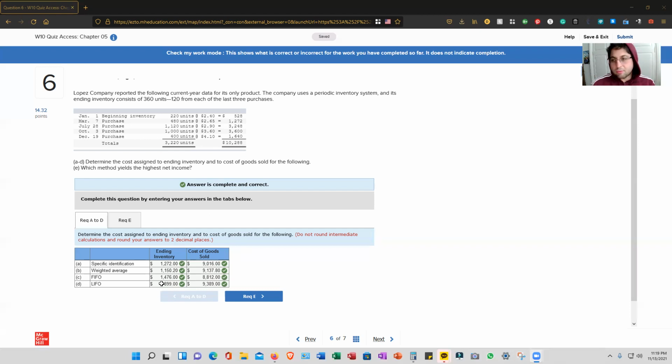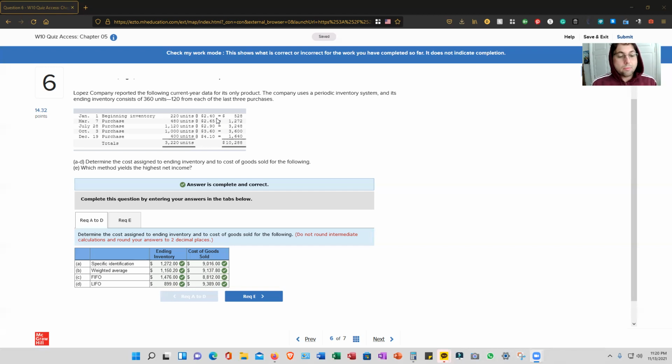And then LIFO is just the reverse of that. My mistake here was that I had tried to fit the whole 360 right here, even though it doesn't work that way. You can see my notes, my fails, I X'd them out. But as I figured it out, you have 220 units at $2.40, and then you have an additional 140, because we have to get to that 360. That's what we have left.